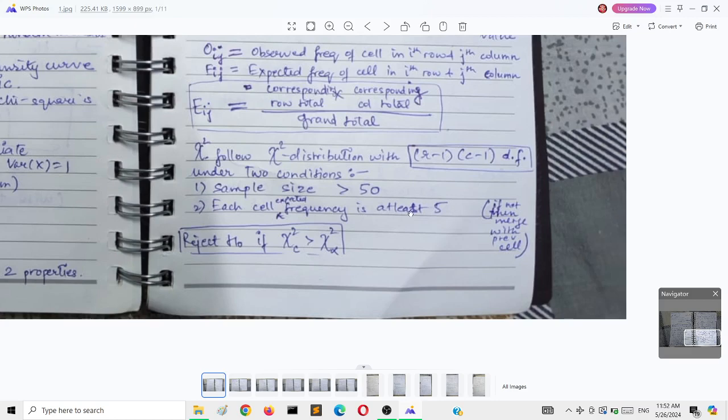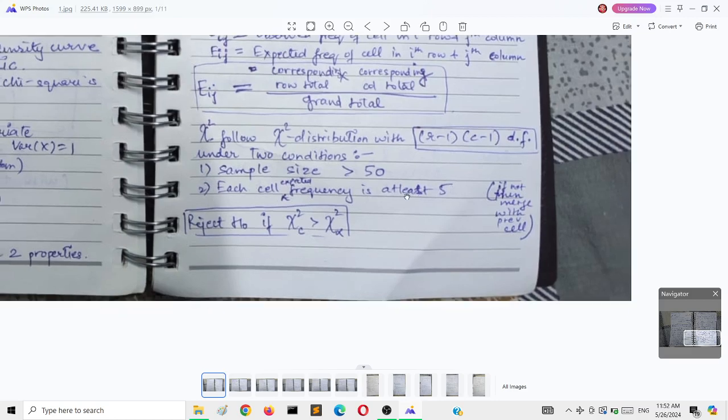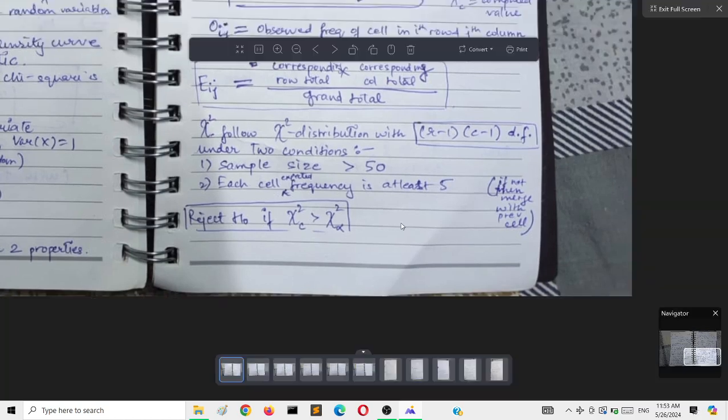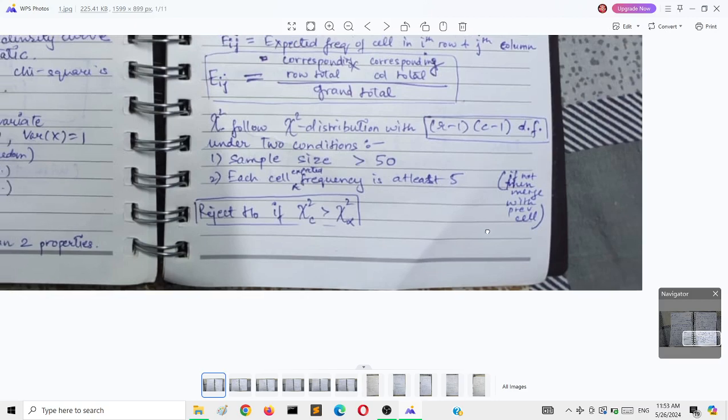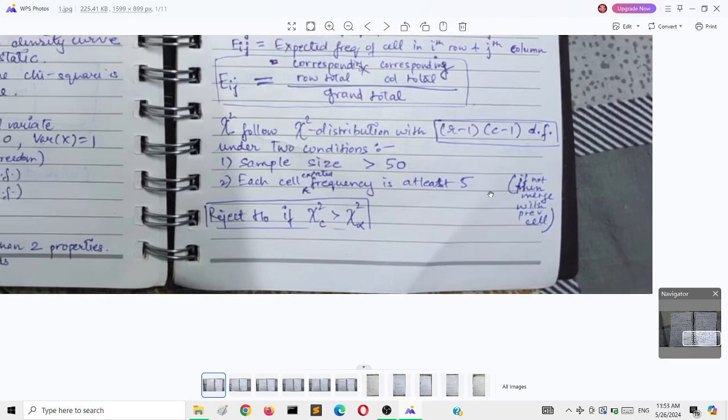Two conditions must hold. One is that the sample size must be greater than 50. In the z-test and t-test we used to have the condition of 30, right? Here the sample size must be greater than 50, and each cell must have an expected frequency of at least 5. So every cell's expected frequency must be greater than or equal to 5. If it's not at least 5, if it's lesser, then you have to merge it with the previous cell. Later on we'll also have a look at the numerical, so don't worry.